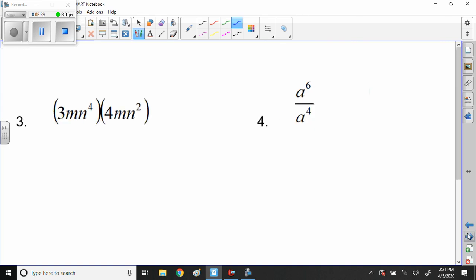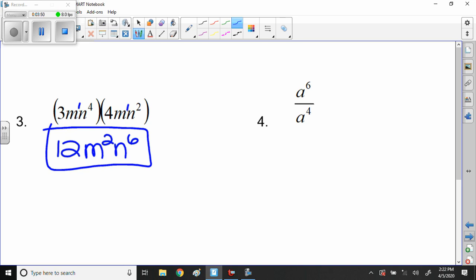Okay, next on number 3. Now we have some numbers, so we deal with those first. 3 times 4 is 12. And then we have an m to the 1 and an m to the 1. So 1 plus 1 is 2. So we have m to the 2, or m squared. And then we have a 4 and a 2, which makes 6 when you add them.